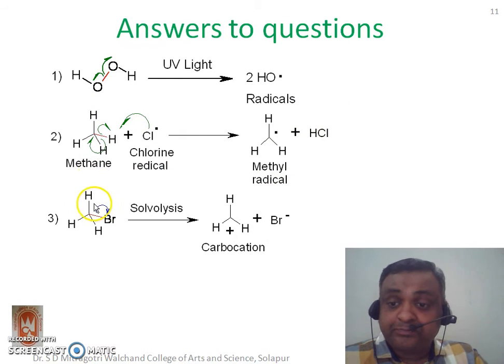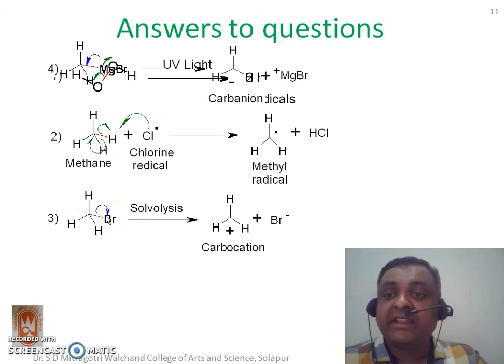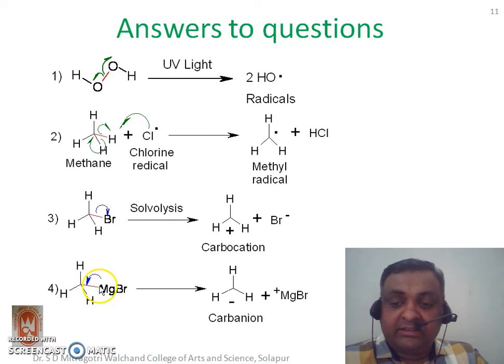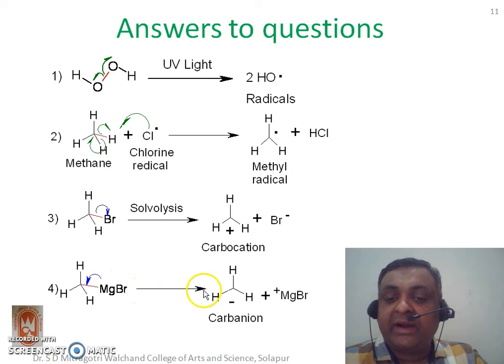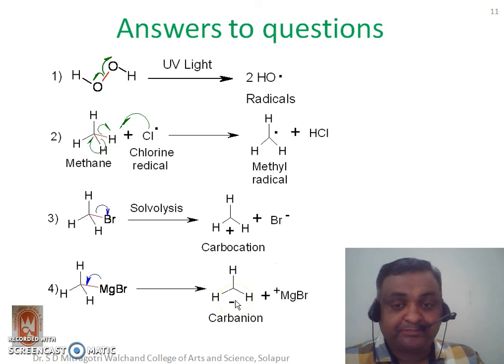The next, when methyl bromide is subjected to solvolysis, it produces cation and anion. The bond will break heterolytically. Another example, here when you subject this methyl magnesium bromide to the breaking, remember magnesium is electron donating, so it will donate both the electrons to carbon and carbanion will be formed and magnesium will have positive charge.